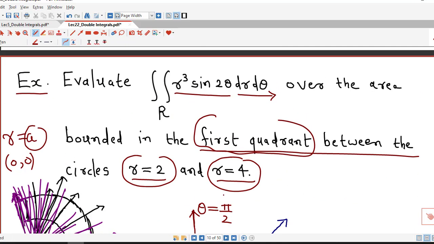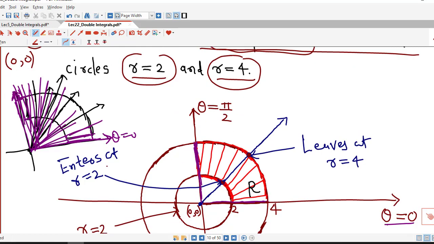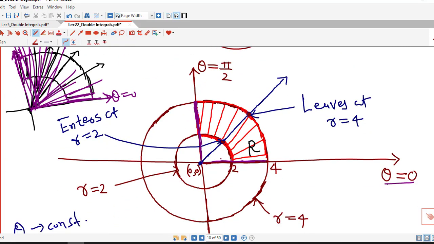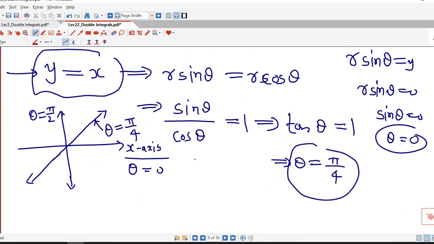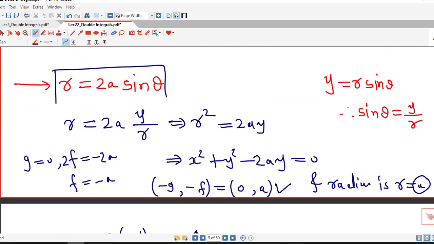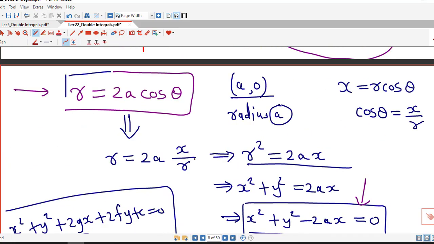Here the order of integration is always with respect to r and theta, and we just have to remember how to find the limits of r and theta. So I hope you like this lecture. In the next lecture we will do some more problems related to double integrals in polar form.